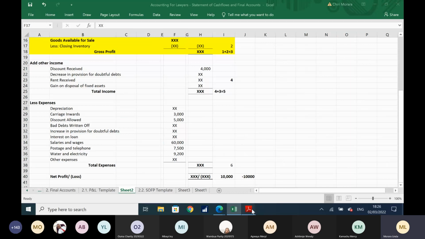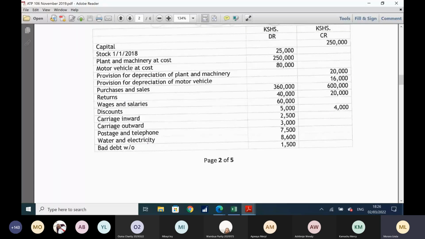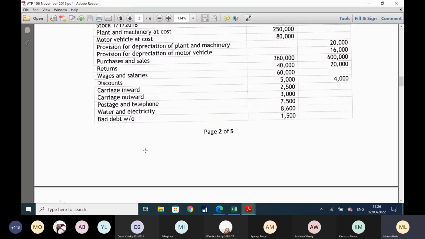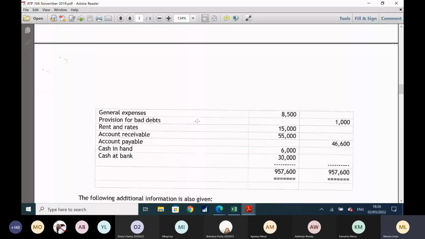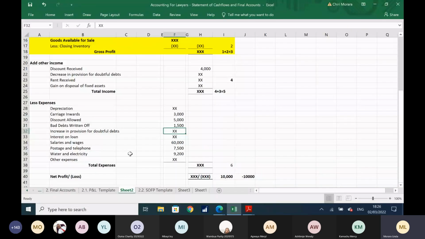Next, you have your bad debts written off, which is 1,500. I think we have it here. And then the next one you have is your general expenses, 8,500. Let me put it under other expenses, 8,500.